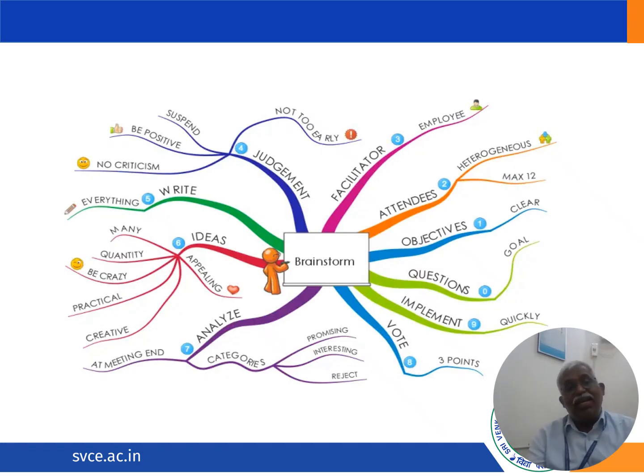Then we have a judgment. What we want to judge based on attendees and facilitator. Then after brainstorming, we have a proper writing. We call it minutes of that brainstorming. Then from that brainstorming, we have ideas. These are the major ideas. Analyze that idea. Different people giving different information. Pros and cons are there.